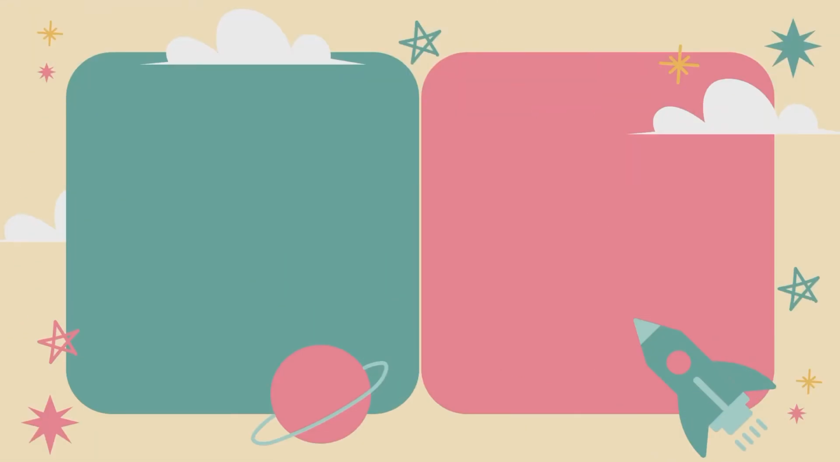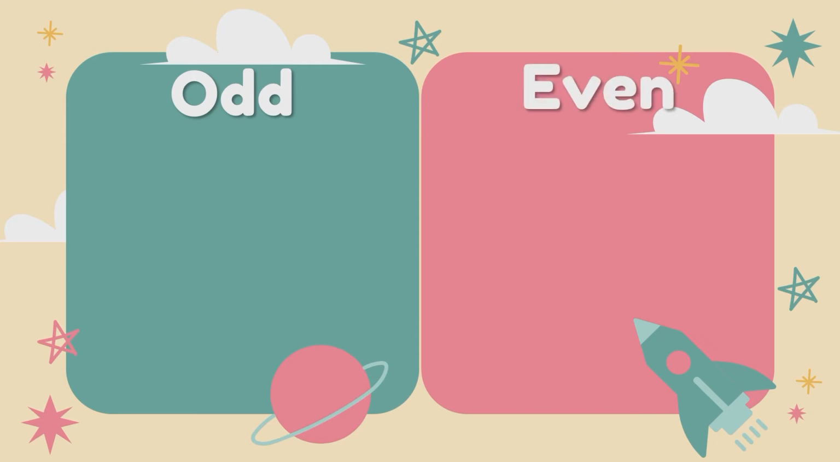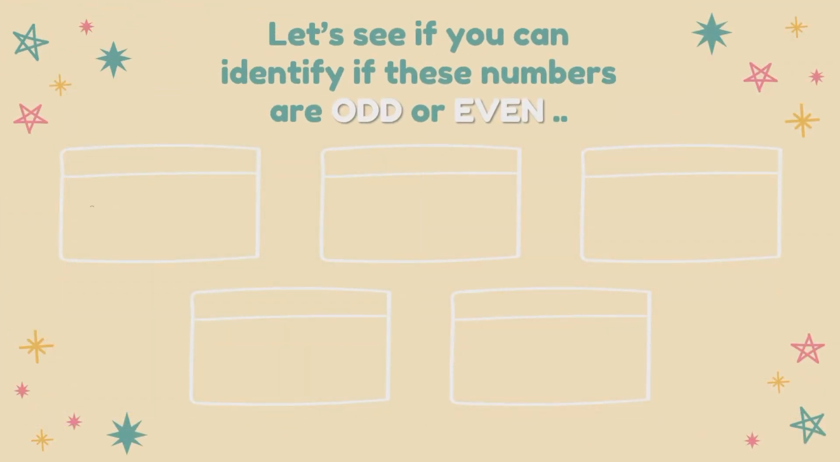Now let's try to recall odd and even numbers. For odd, we have 1, 3, 5, 7, and 9. For even, 0, 2, 4, 6, and 8. Let's see if you can identify if these numbers are odd or even. Look at the first box and count with me.